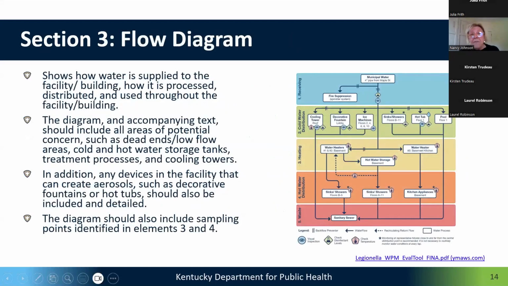So this is the flow diagram. This is described in the CDC document. I actually picked this up out of there.